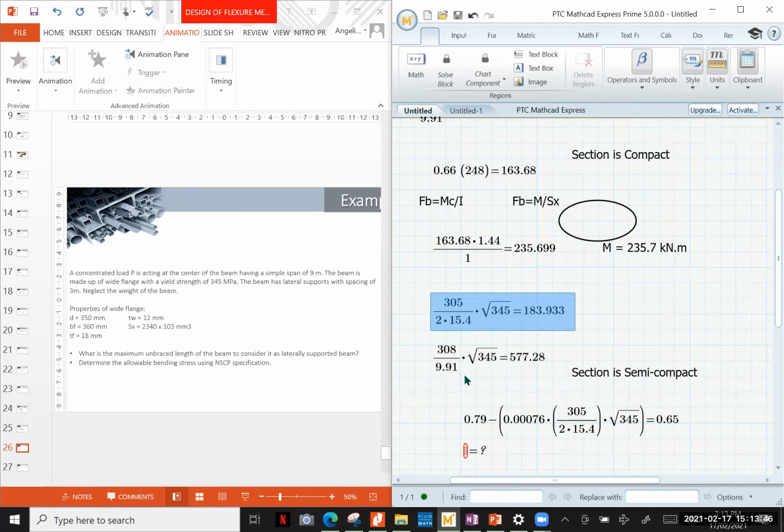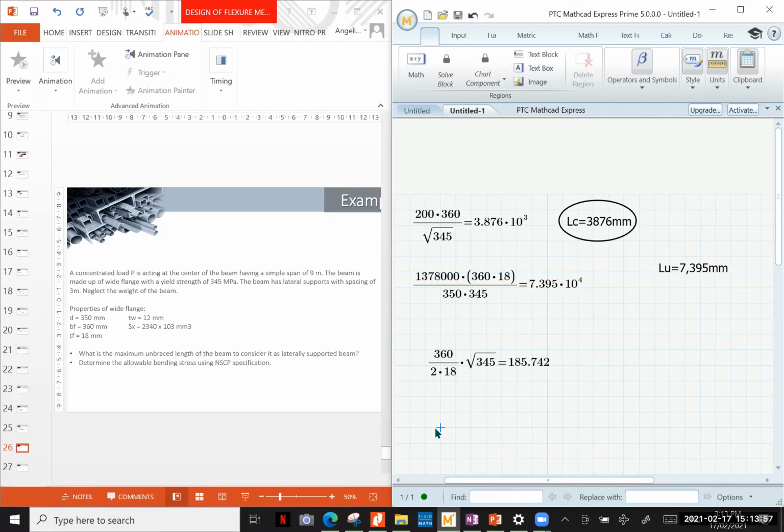Check din natin yung isang equation. Feeling ko semi-compact na eh, kasi mas malaki na siya. D over tw. Ano ang depth natin? Depth is equal to 350. So, tulad nito, wide flange siya. Kung papansin nyo, mas malaki yung width niya dun sa depth. TW is 12. 345. 541. So this section is semi-compact.